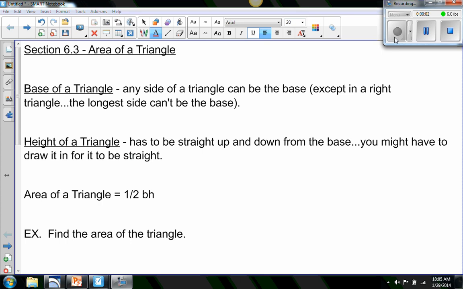Hello, 7th graders. Your new video is going to be on area of a triangle, which really is not that much different from what we did yesterday with the area of parallelograms. And I'll explain why in a minute here.